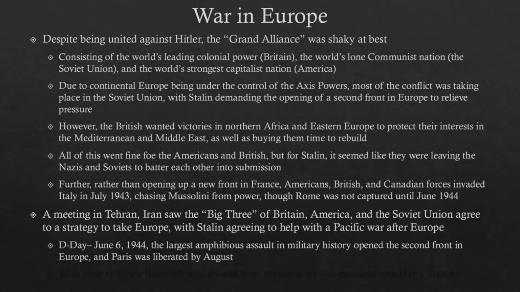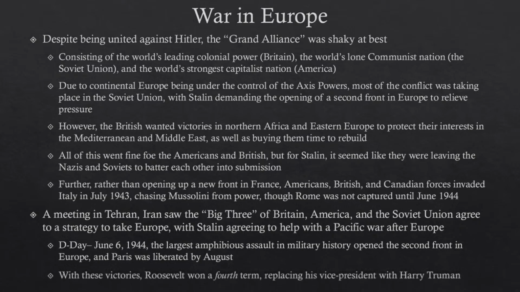So eventually we did get to D-Day, because this is an American history class, so we have to stick with the hits. June 6, 1944, largest amphibious assault in military history. Second front in Europe, Paris was liberated by August, so it was a pretty quick war once we finally got landed and moving into things. Much of it was just fighting in the Soviet Union. Roosevelt won a fourth term and replaced his vice president with Harry Truman, but Roosevelt wasn't long for this world. He was in bad shape.